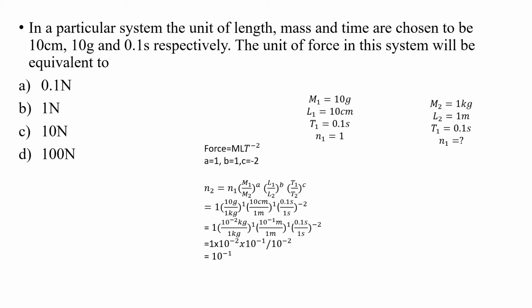On converting these units to an SI system, we convert mass into 1 kilogram, length as 1 meter and time as 1 second. Now, the dimensional formula for a force is M L T raised to minus 2, that is M equals 1, L equals 1 and T equals minus 2. That is, A is equal to 1, B is equal to 1 and C is equal to minus 2.